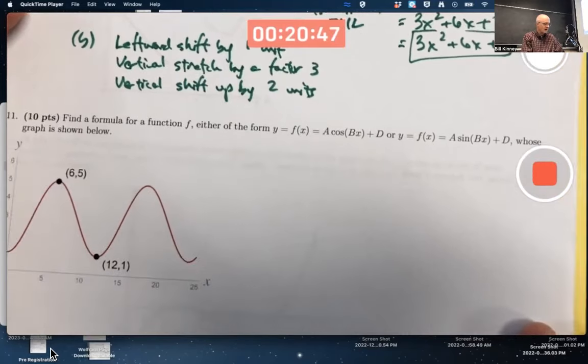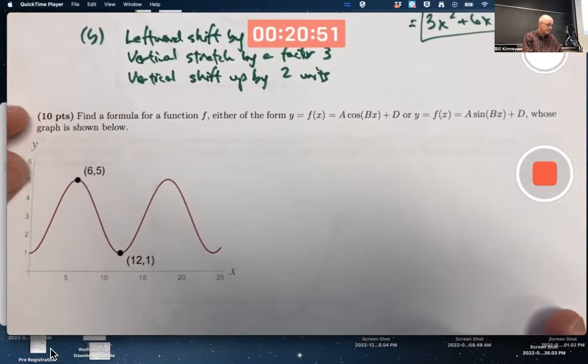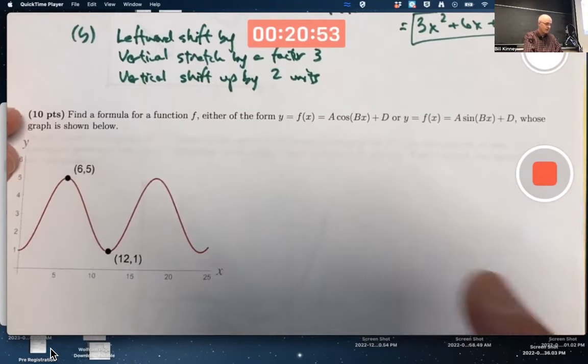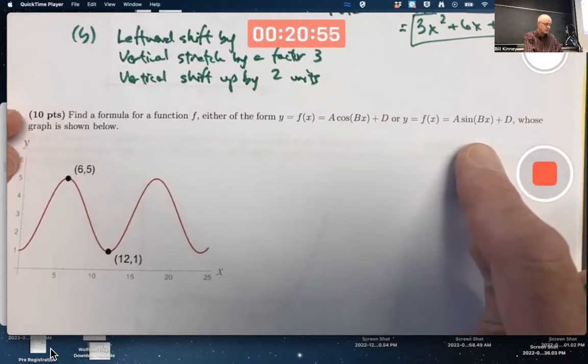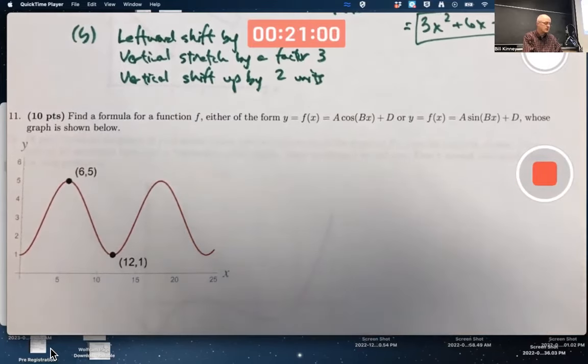11 gave people trouble as well, as it often does. Graphs of trig functions, maybe even in the pressure of an exam. Write your formulas in one of those 2 ways to get this graph. You have to identify the amplitude, the vertical shift, the period, those kinds of things.